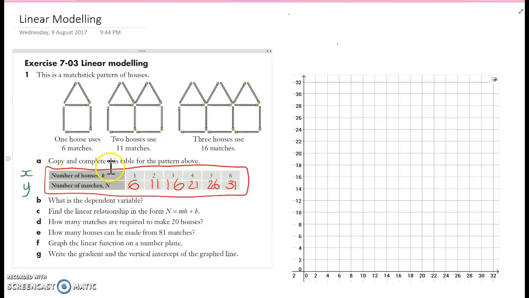And you'll notice the numbers are going up by 5. The number of matches goes up by 5. See? Look, this is going up by 5, that's going up by 5, and so on.